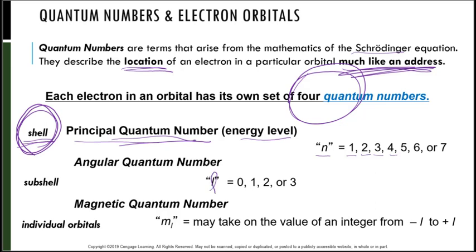Then we have our l, our subshell. And that tells me, are we in the s orbital, the p, d, or f? We give that a number value of 0, 1, 2, or 3. I'll show you more in just a minute. Then we have our individual orbitals within that subshell, and we'll get to the last one in a minute. Let's look at those 3 a little bit deeper.